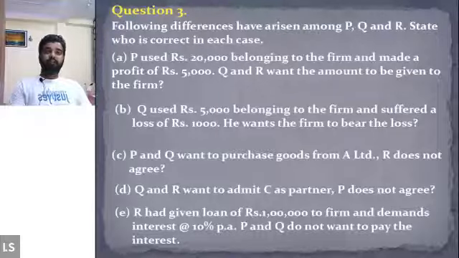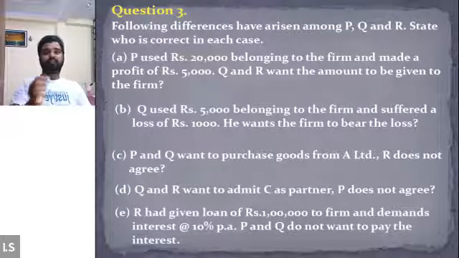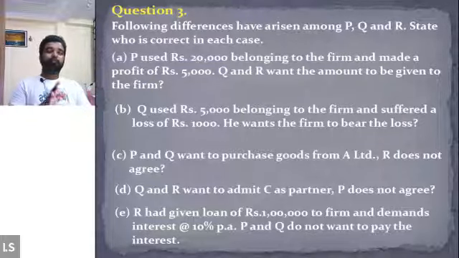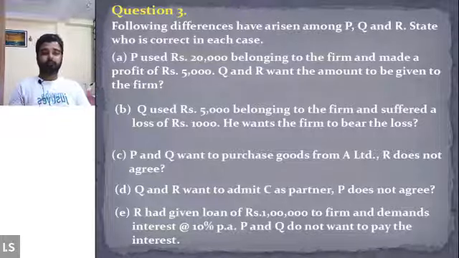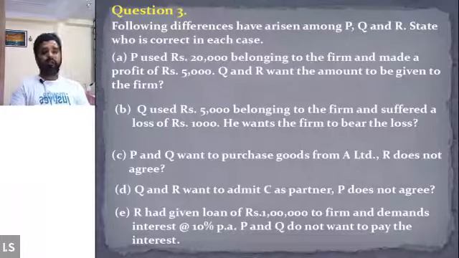But if there is already an agreement regarding interest payment, he will be able to claim interest according to that agreement. If there is no agreement, he will be entitled to claim interest at the rate of 6% per annum. All right, everyone. Anybody having any doubt? Is everything clear to all of you? Yes, sir. Okay. All right.